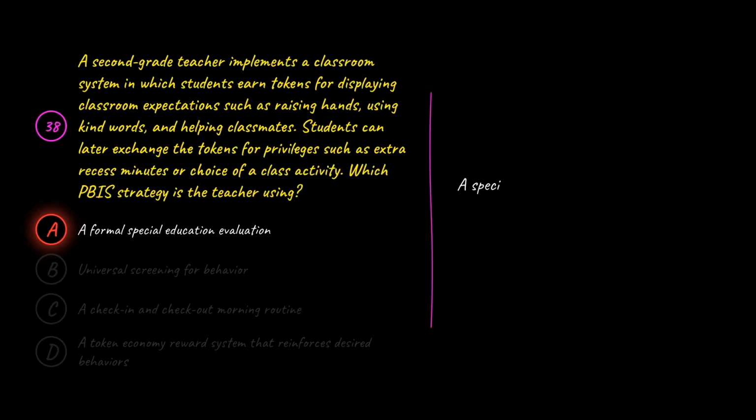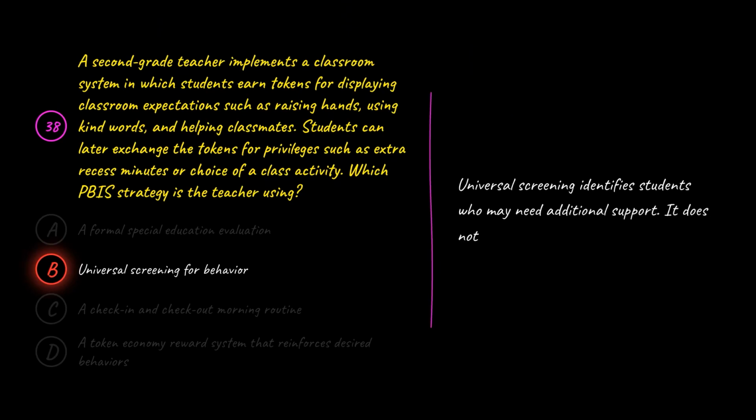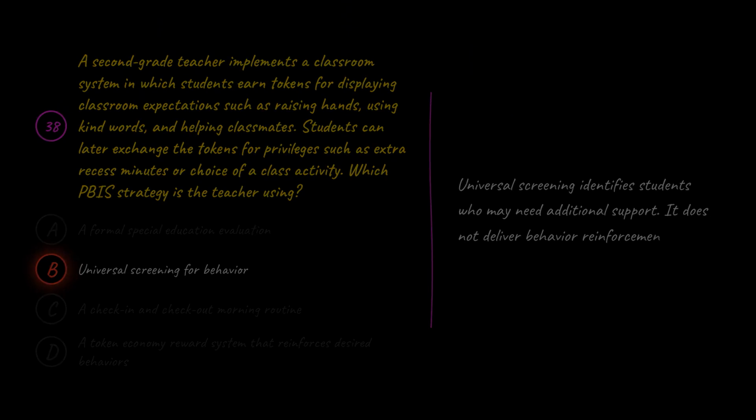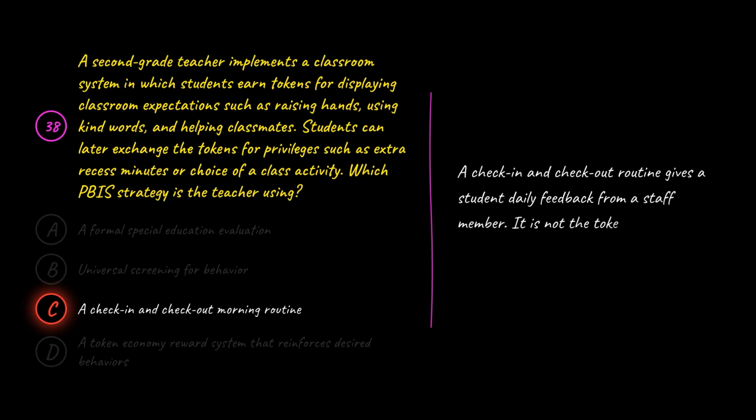A is wrong because a special education evaluation is a formal eligibility process, not a daily reinforcement system in the classroom. B is wrong because universal screening identifies students who may need additional support. It does not deliver behavior reinforcement. C is wrong because a check-in and check-out routine gives a student daily feedback from a staff member. It is not the token-based reward system described.